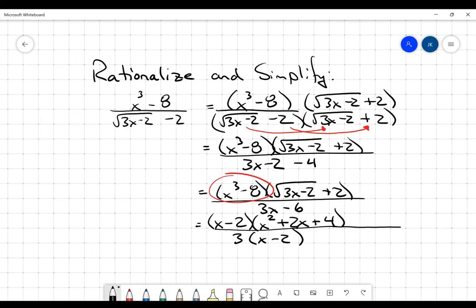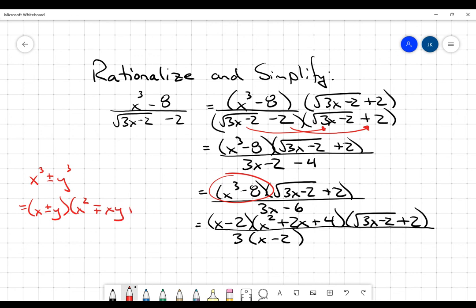Now, the assumption at this point is that you have seen this type of factoring before. This is why I'm not going out of my way to explain what's going on here. If you're not sure, I'll just put the example over here. If you've got x cubed plus or minus y cubed, that's going to be x plus or minus y, times x squared minus or plus xy plus y squared. That is the pattern that I'm following there.